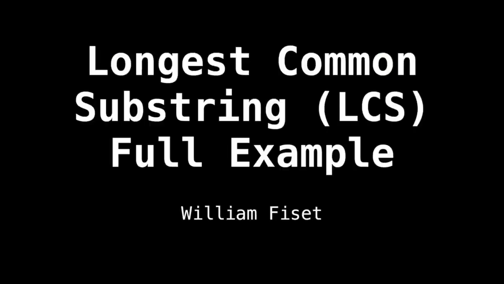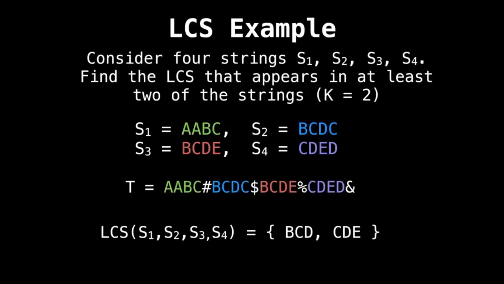We're going to finish where we left off in the last video. In this video, I want to do a full example solving the longest common substring problem with a suffix array. For this example, we're going to have 4 strings, S1, S2, S3, and S4. I have also selected the value of k to be equal to 2, meaning that we want a minimum of 2 strings of our pool of 4 to share the longest common substring between them. I have also provided you with a concatenated text we'll be working with, as well as the solution at the bottom of the screen in case you want to pause the video and figure it out for yourself.